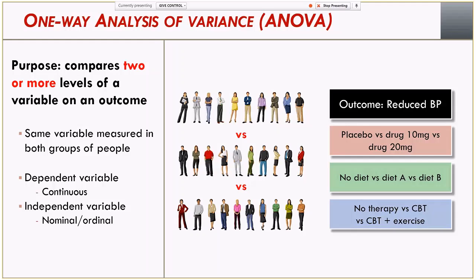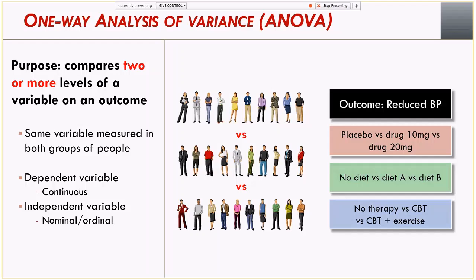Let's say it's a blood pressure drug. Or we can give them no dietary recommendations versus one type of diet versus a second type of diet, or maybe no therapeutic intervention versus one group gets cognitive behavioral therapy and the other one gets CBT plus exercise. And we look at what their blood pressure ratings are over some time. So this is what one-way analysis of variance does.